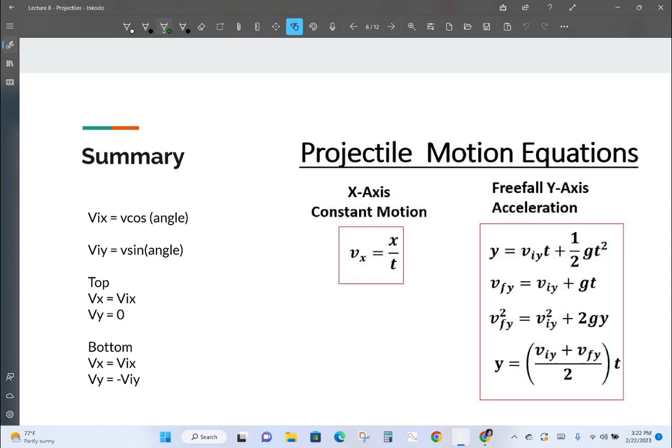So here's our summary of our equations, and this is the summary that you'll see in different texts. The x direction of motion, what determines how far it goes forward, is determined by the time and how fast it's moving forward. And then the free fall equations are the ones I've just written down for you.